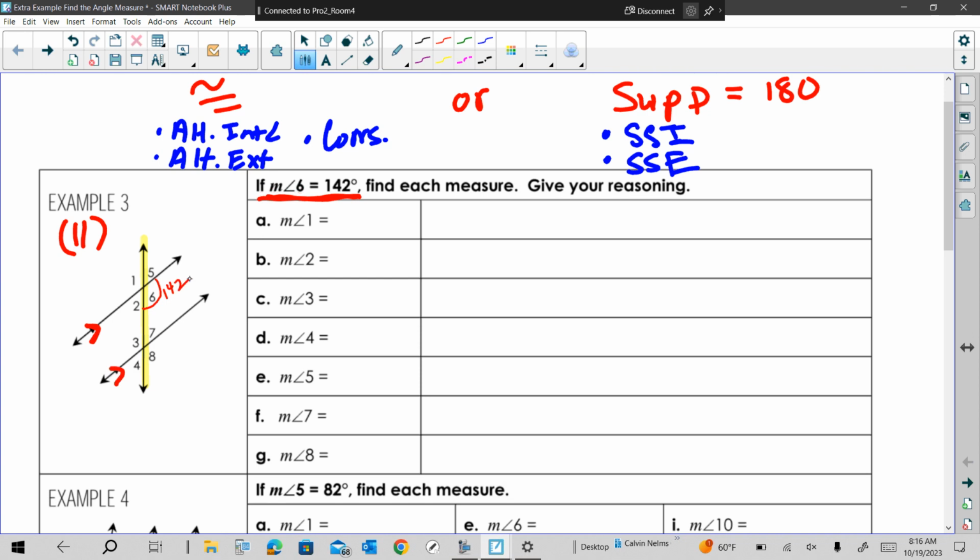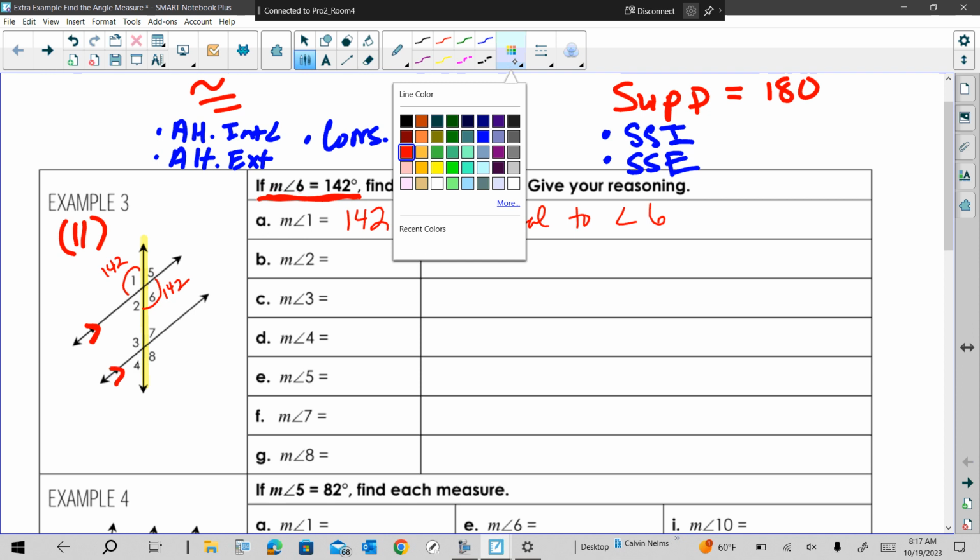The first one they want us to find is angle 1. If I know angle 6, I should know angle 1. What is its measure? 142. I'm just going to label that and put it in my box here. We have to give a reason. How did I know it was 142? Yeah, so we know it's vertical to angle 6.